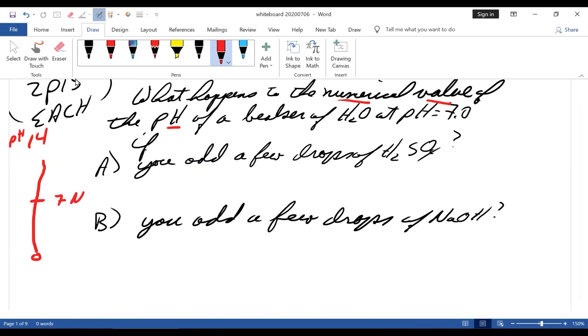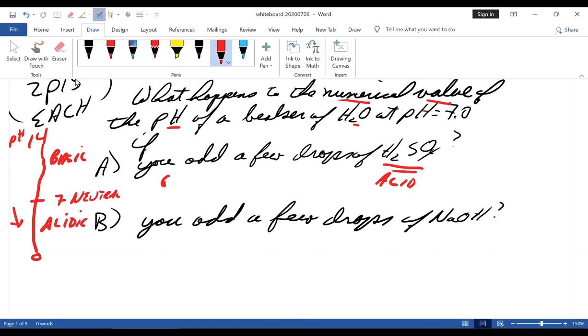Seven is neutral. Below seven is acidic. Above seven, where it goes up to 14, is basic. Now, I'm not asking you what is the pH, but what happens to the numerical value? H2SO4, acid. When you add acid to water, the pH will become more acidic, therefore it gets lower.